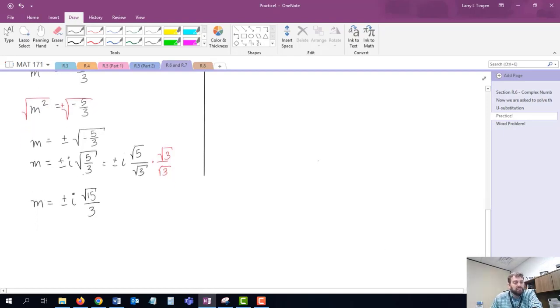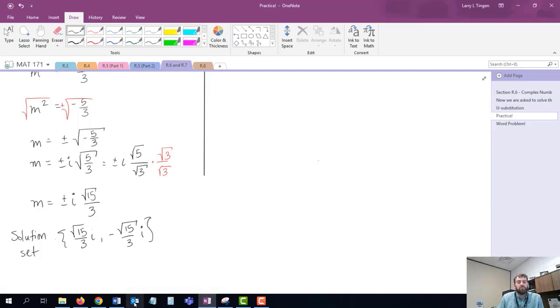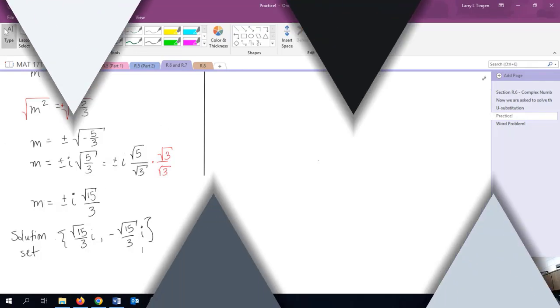So what does my solution set look like? My solution set contains root 15 over 3i, negative root 15 over 3i. Okay. The i going at the end is just that traditional form for writing a complex number, so that you have that form a plus bi. In this case, our real portion is 0.